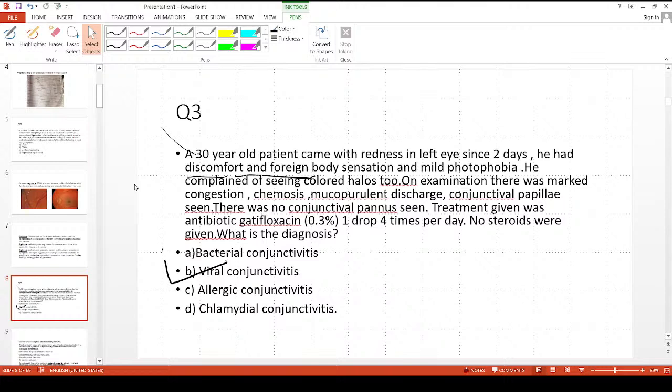So moving on to the third question, a 30-year-old patient came with redness in the left eye since 2 days. He had discomfort, foreign body sensation, and mild photophobia. He also complains of seeing colored halos. On examination, there was congestion, chemosis, and mucopurulent discharge. Conjunctival papillae were also seen. Treatment given was catafloxacin drops, 1 drop 4 times per day. No steroids were given. So what is the diagnosis?